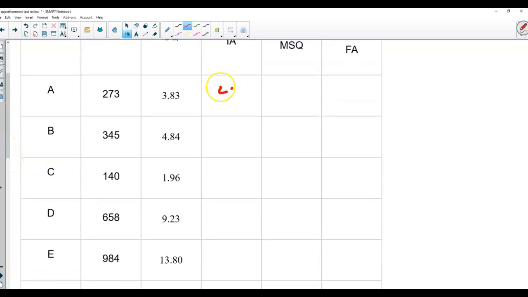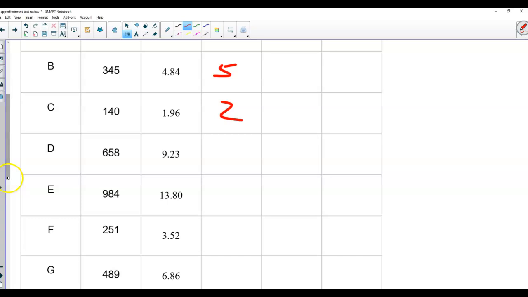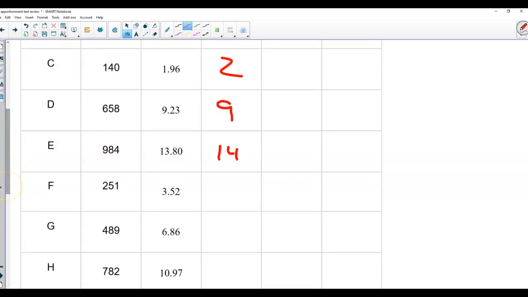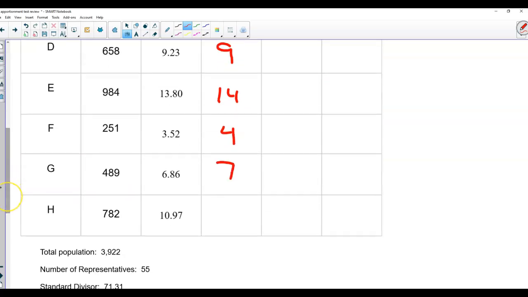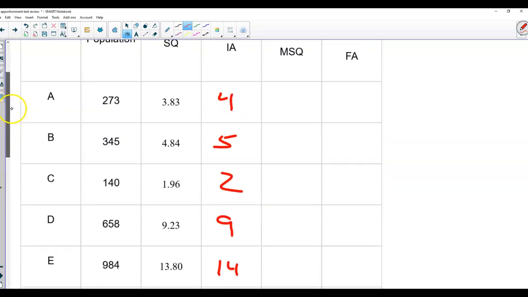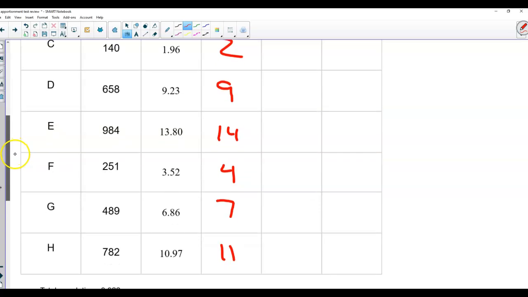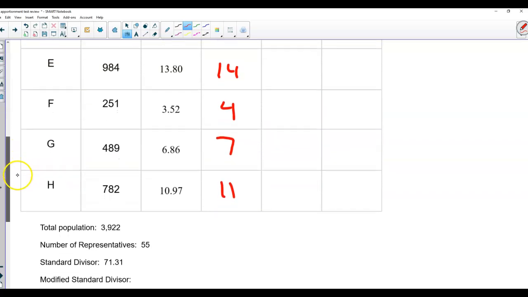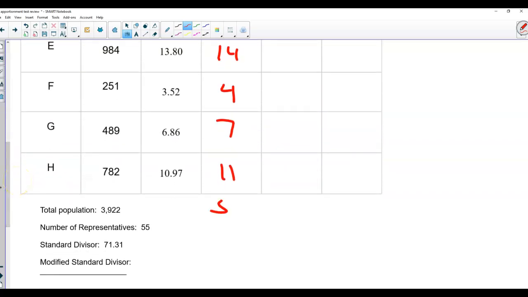When I round this, this becomes 4. This becomes 5. This becomes 2. 9.23 rounds down to 9. Up to 14. Up to 4. Up to 7, and up to 11. Then I add those. 9 and 2 is 11, 20, 34, 38, 45. We get 56. So in this case, I have 1 too many. So I need to get 1 to go down.